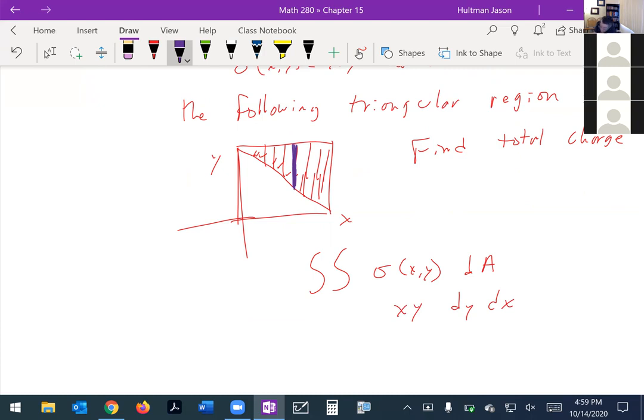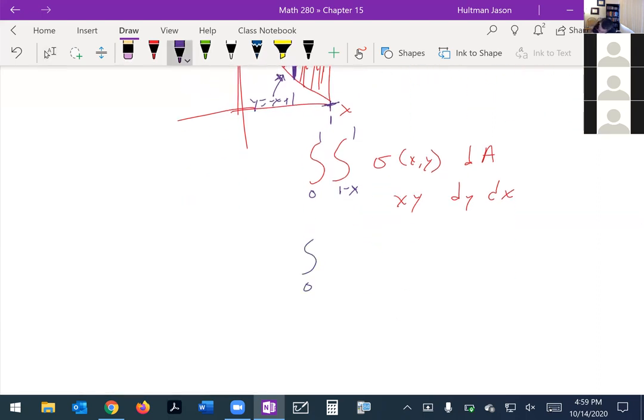Okay, and so what's the equation of the bottom line here, if this goes out to 1, and this goes up to 1? Well, this bottom line is y equals negative x plus 1. What's the equation of the top line? Well, that's y equals 1. So we know that y goes from negative x plus 1, or 1 minus x, to 1. And then what do the x's go from? The x's go from 0 to 1. Okay. So let's put that together. 0 to 1, 1 minus x to 1, xy, dy dx.